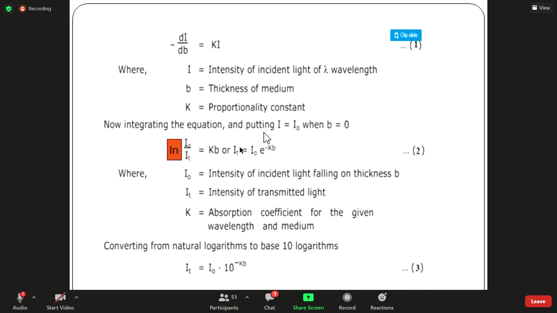Can I write this? Yes, ma'am. Here I naught is the intensity of the incident light falling on thickness b, IT is the intensity of transmitted light, and k is the absorption coefficient for the given wavelength and medium. Now, if I convert it into log base 10, I can write IT equal to I naught into 10 to the power minus kb, instead of e to the power minus kb. Okay, so this is the form of Lambert's law.